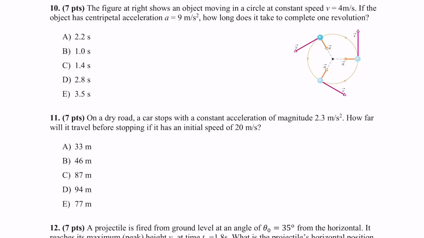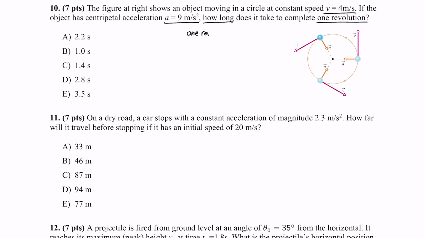In question 10, we have an object moving around in a circle at a constant speed of 4 meters per second, and we're asked that if the object has an acceleration of 9 meters per second squared, how long does it take for it to complete one revolution? A couple of things to remember.